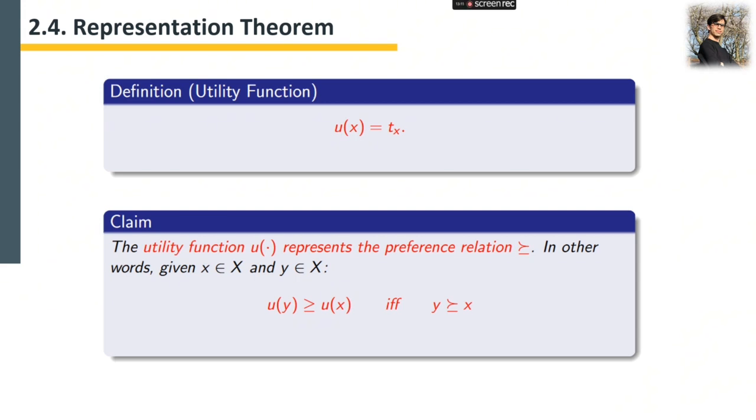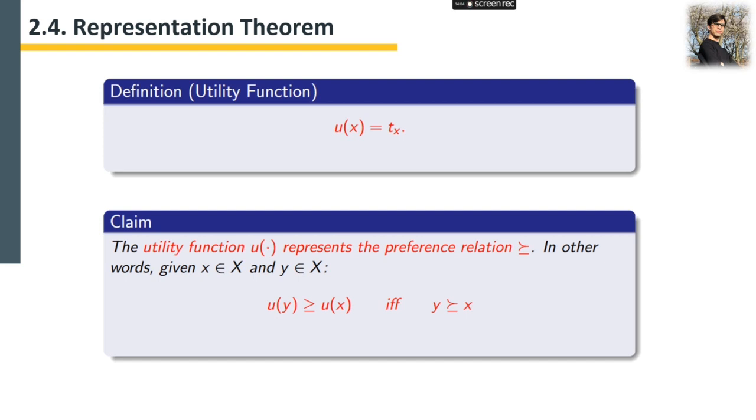In other words, given an x bundle in the consumption set and a y bundle in the consumption set, the utility of y is greater than or equal to the utility of x if and only if y is at least as good as x. Or we can say the utility of y is at least as much as the utility of x if and only if the bundle y is at least as good as the bundle x. When we say if and only if, it means that both sufficiency and necessity conditions should be satisfied. So now we are going to prove that this relationship exists.